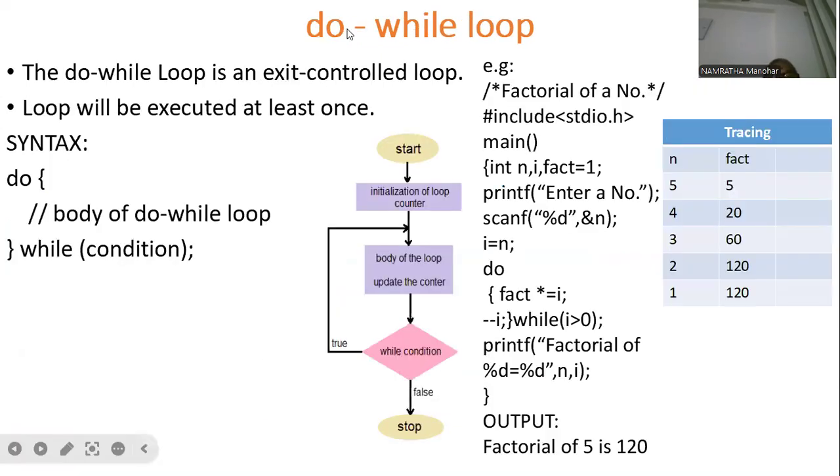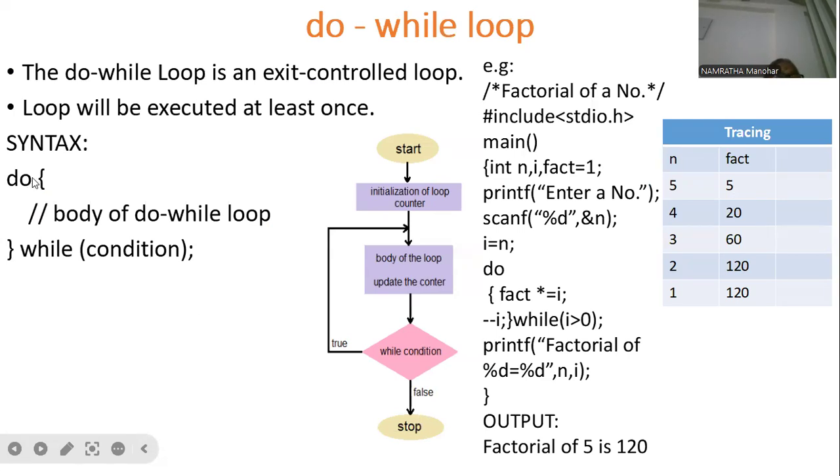Now, the next one is the do while loop. As we have said, this is an exit control loop. That is, a condition is tested while exiting the loop. The loop will be executed at least once. So what is the flow chart? Start, initialization of the loop counter, body of the loop, update the counter, while condition. If the while condition is false, then you are going to exit the loop. Otherwise, if true, you again increment the counter, execute the body of the loop and check for the condition.